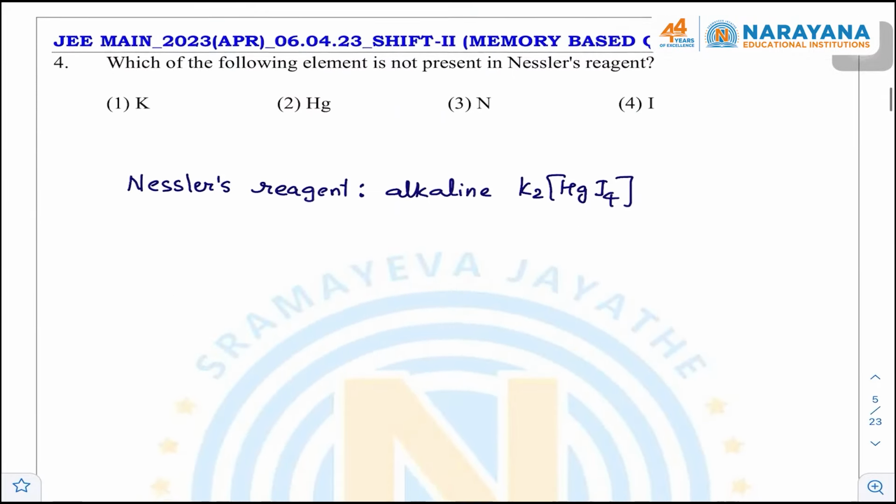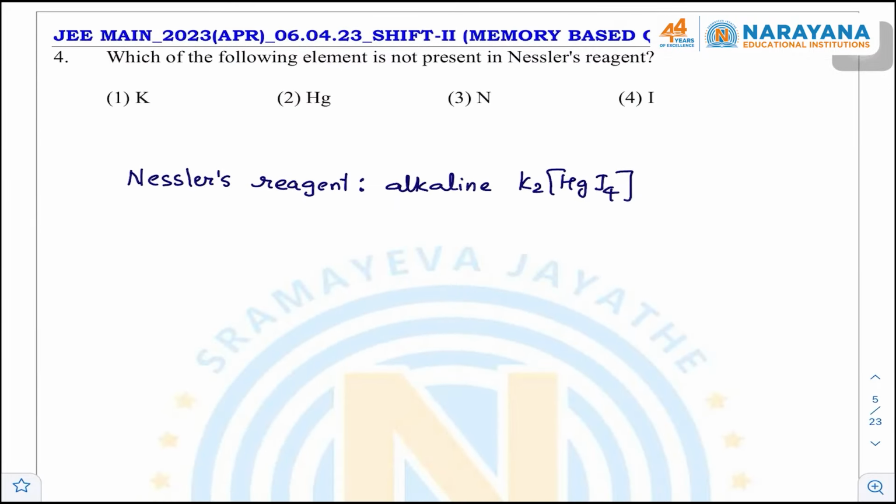The next question, which of the following elements is not present in Nessler's reagent? Very simple question. Nessler's reagent is alkaline K2HgI4. So potassium is there in this Nessler's reagent, mercury is there, iodine is there, but nitrogen is not present.